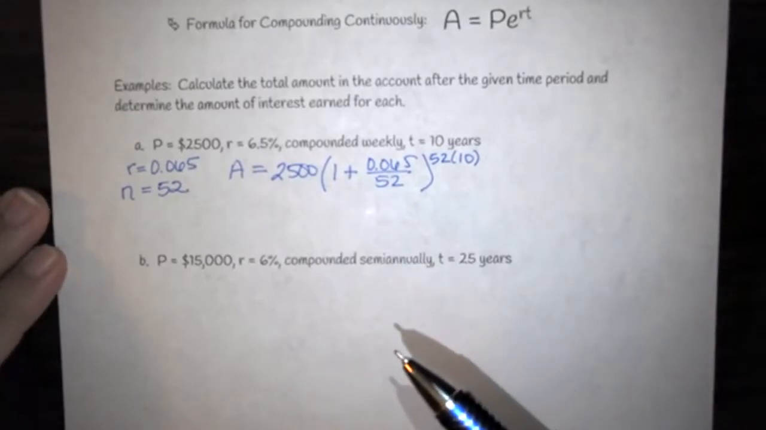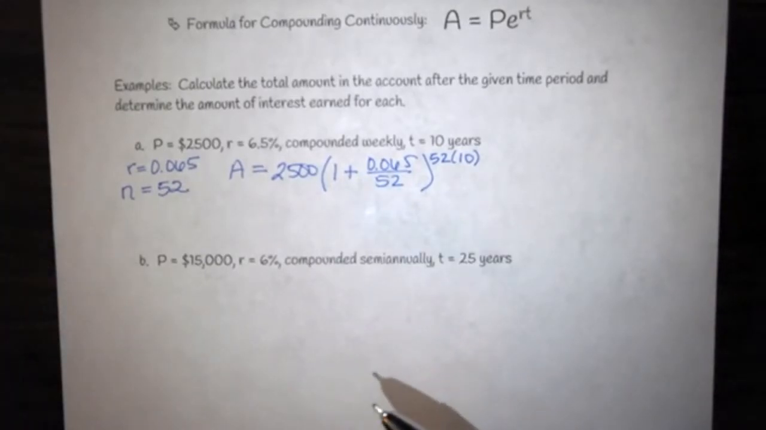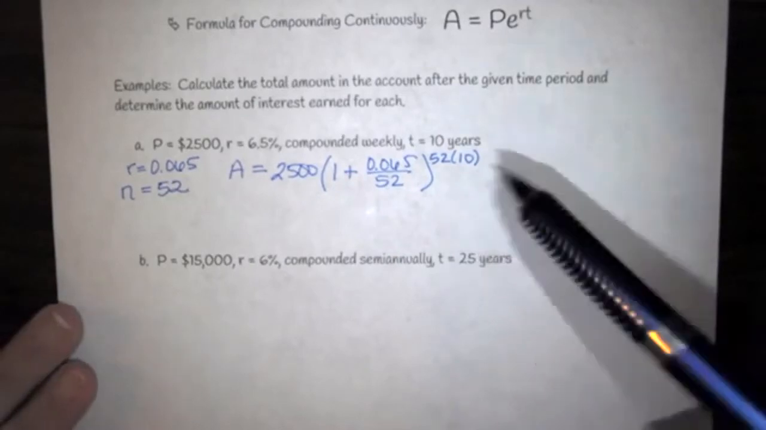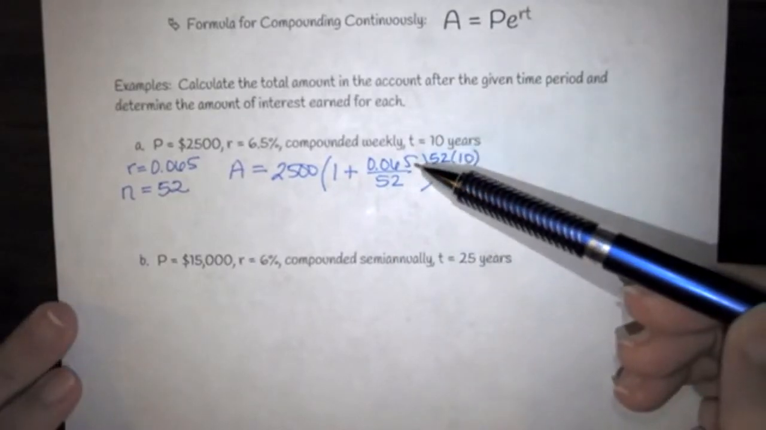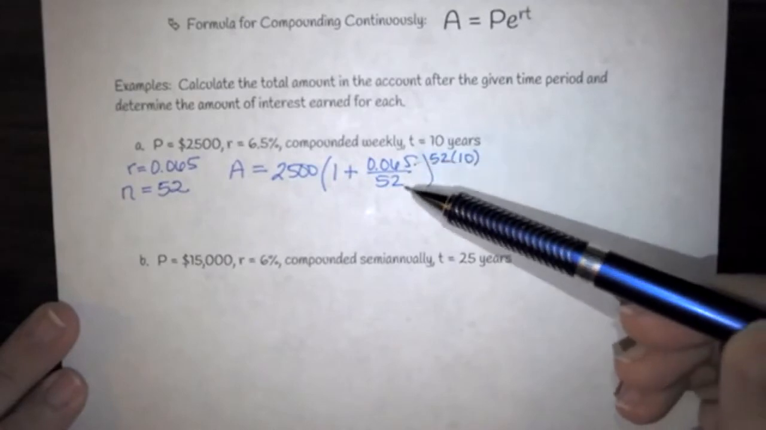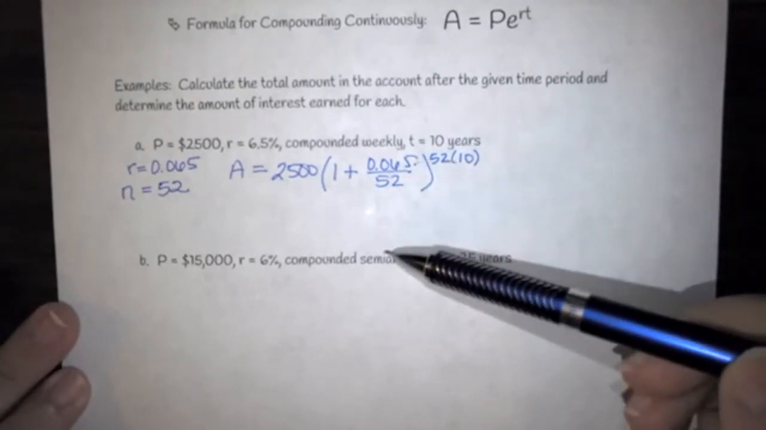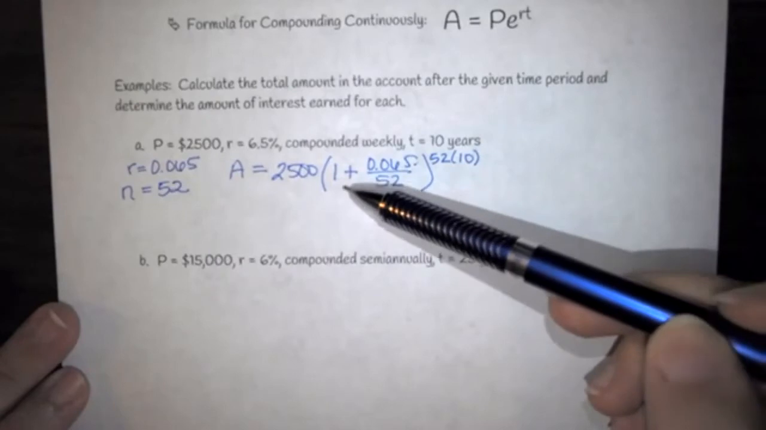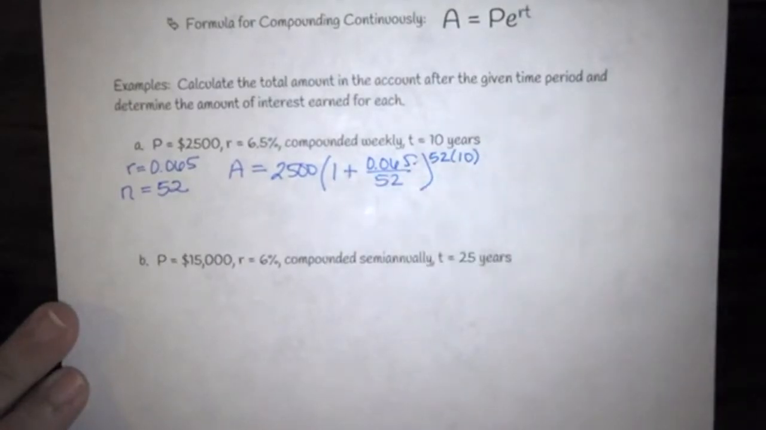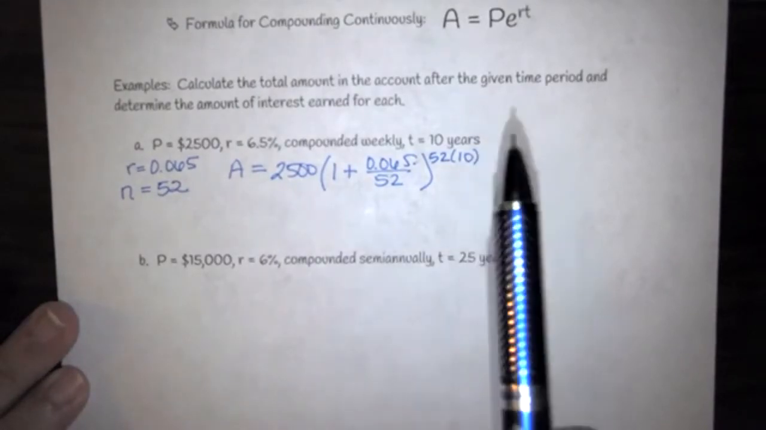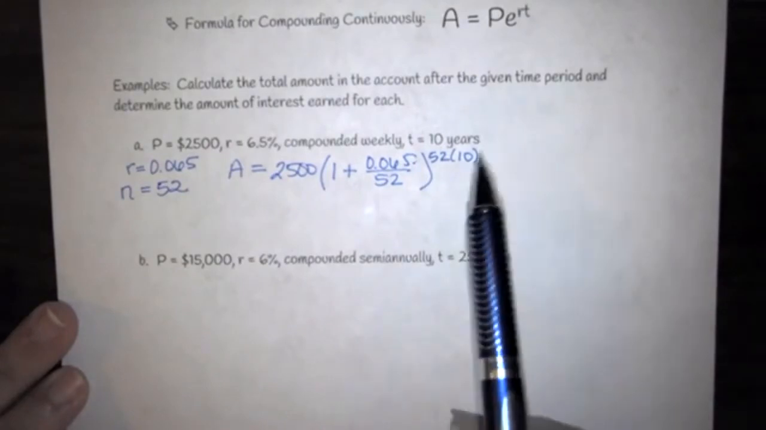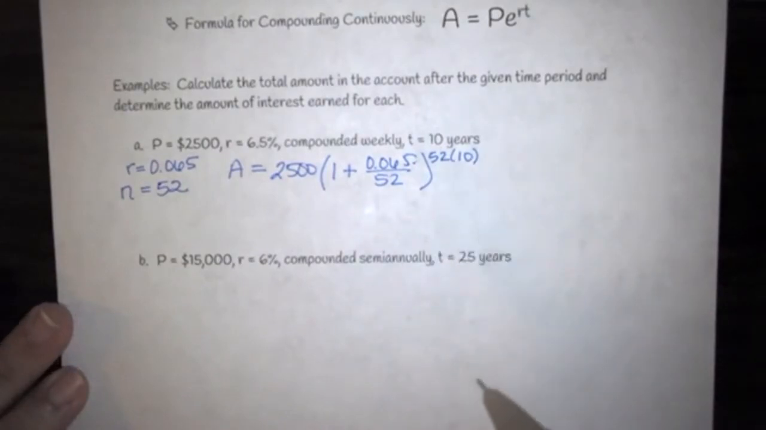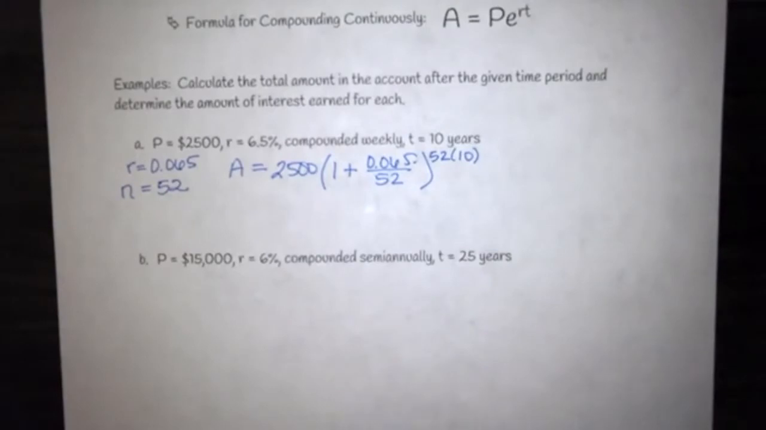Sorry, scratch that. You want to start on the inside of your parentheses. So you're going to do 0.065 divided by 52 and hit enter. Then you're going to go plus 1 and hit enter. You're going to hit your little hat button or whatever button you need to create an exponent. You're going to open a parentheses and you're going to type 52 times 10 and hit enter. And then you're going to multiply that number by 2500.